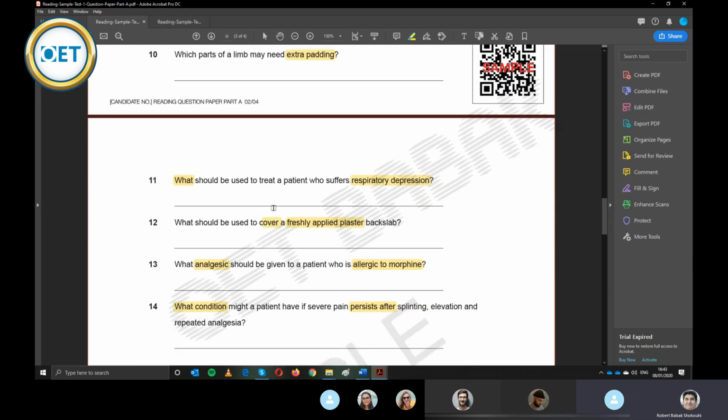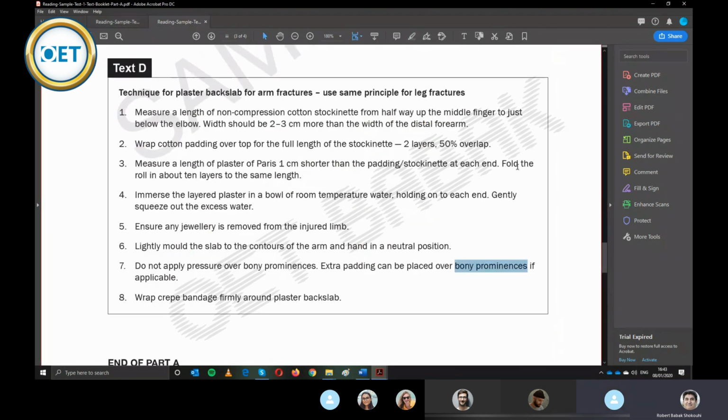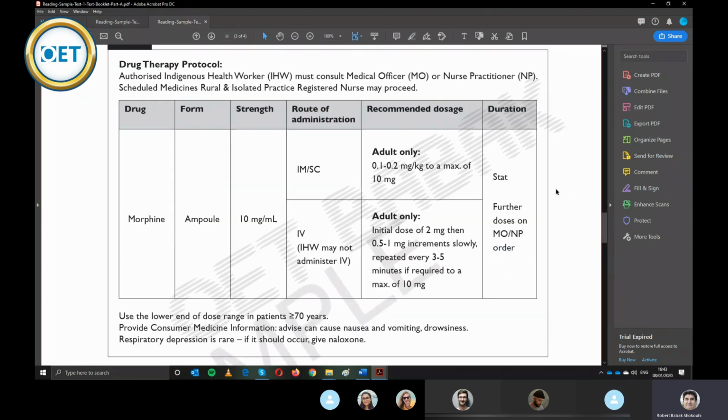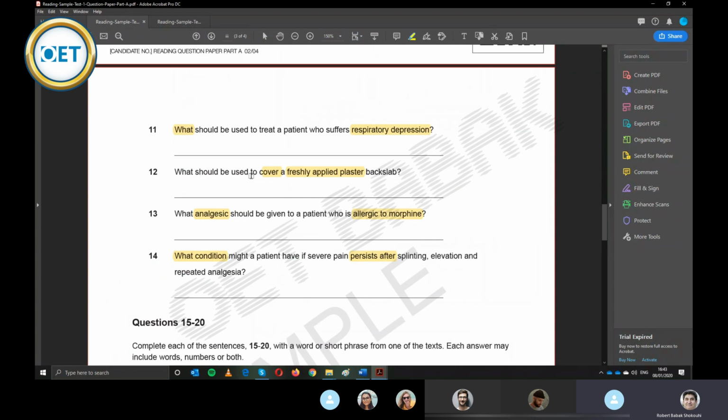Okay? And 11, what should we use for respiratory depression? Where should we look for it? Respiratory depression. Respiratory depression is rare. If it should occur, give naloxone. Okay, naloxone.